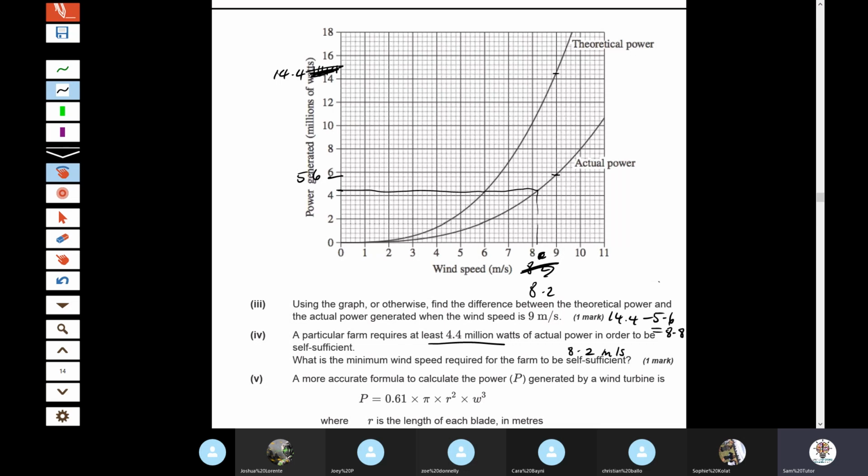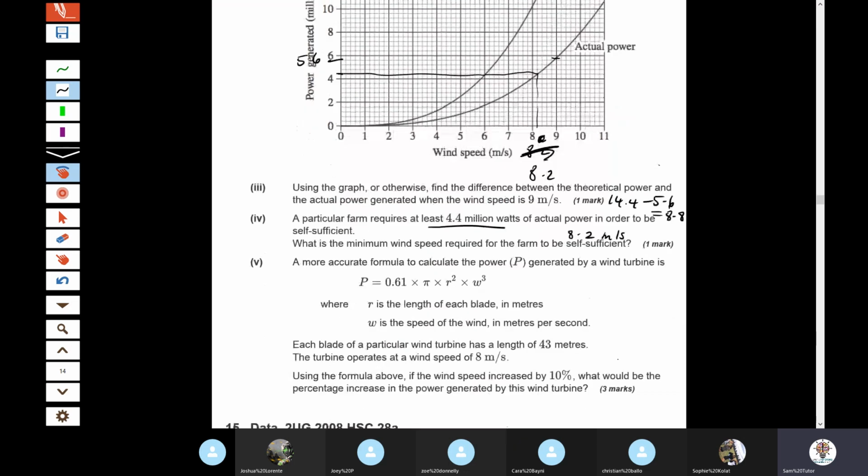Meters per second. A more accurate formula to calculate power is this. P equals 0.61 times pi times r squared times w cubed. R is the length, W is the speed. Each blade of a particular wind turbine has a length of 43 meters. So now we know that R equals 43. The turbine operates at a wind speed of 8. We know W equals 8. Using the formula above, if the wind speed increased by 10%, what would be the percentage increase in the power generated by this wind turbine?